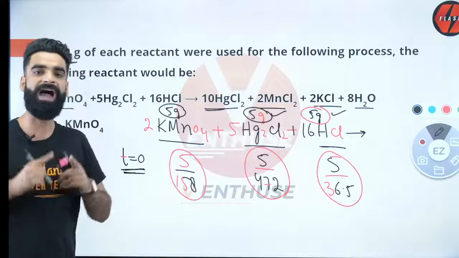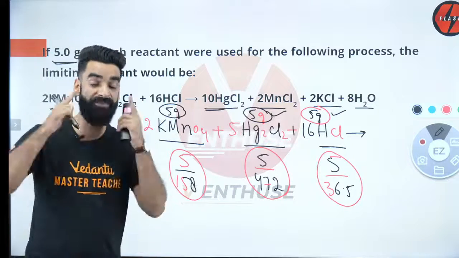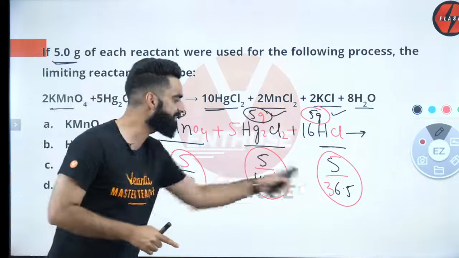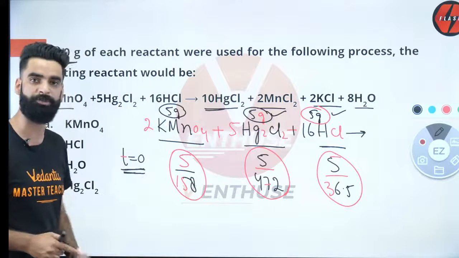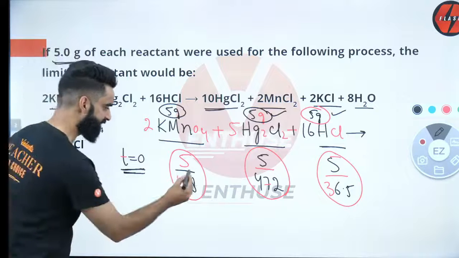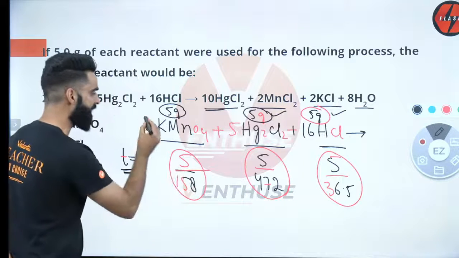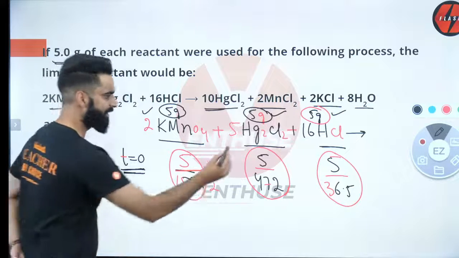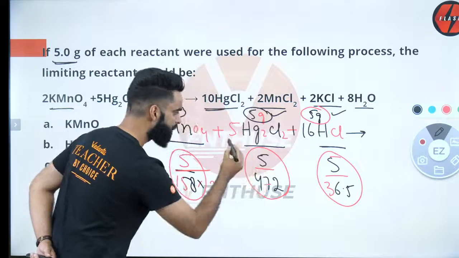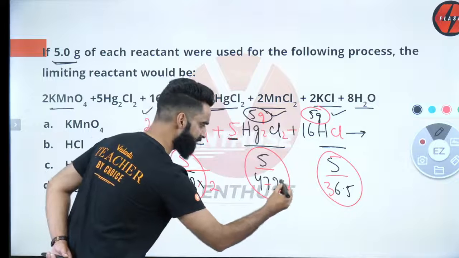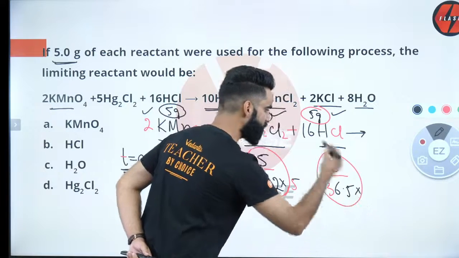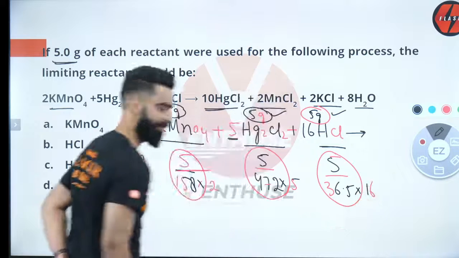Now, in order to identify the limiting reagent, if you remember, what are we supposed to do? We are supposed to divide these moles by their respective stoichiometric coefficients, right? Just divide this term by its stoichiometric coefficient, that is 2. Similarly, divide these moles by its stoichiometric coefficient, that is 5. Similarly, divide this whole by its stoichiometric coefficient, that is 16, right?